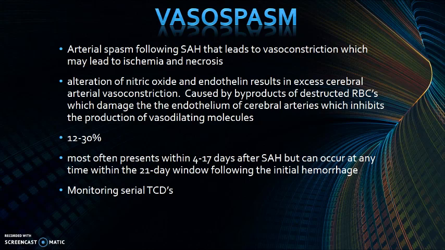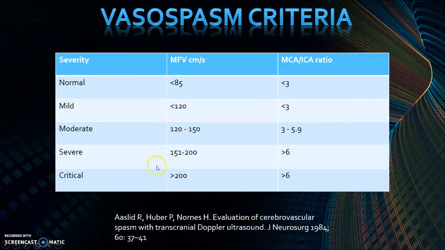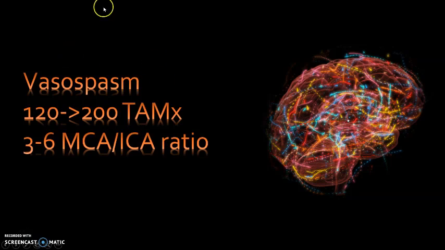It happens in 12 to 30% of patients with subarachnoid hemorrhage. It most often presents by the 4th day and can last up to 21 days following the initial hemorrhage. These patients typically have daily transcranial Doppler to monitor for vasospasm. Here's a chart showing the criteria for vasospasm.